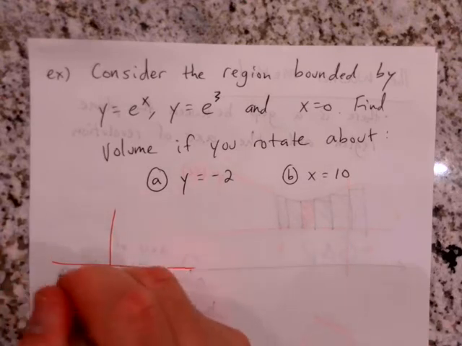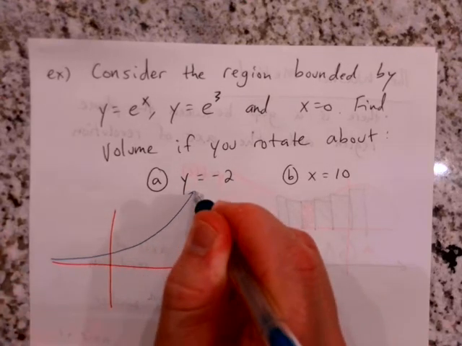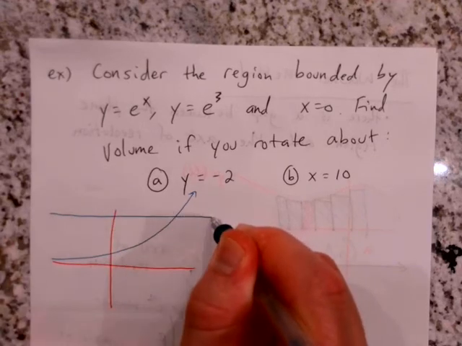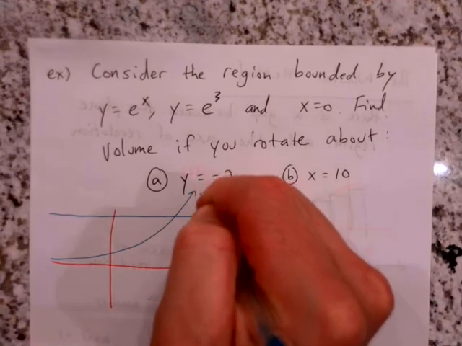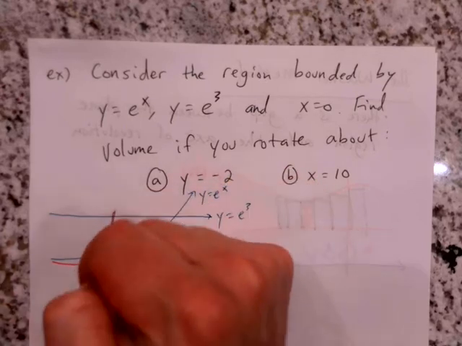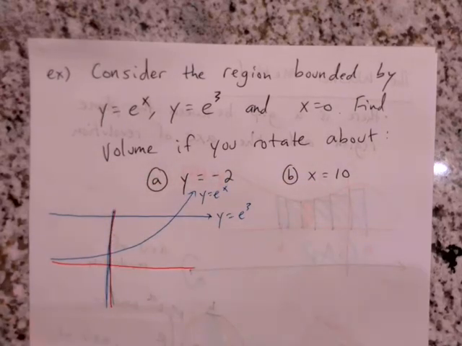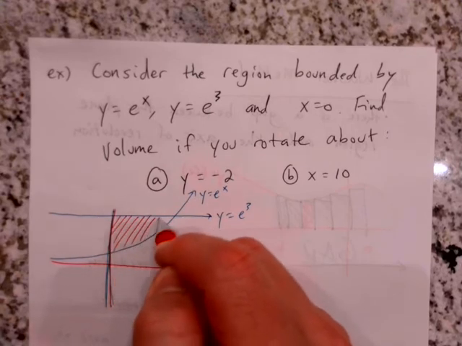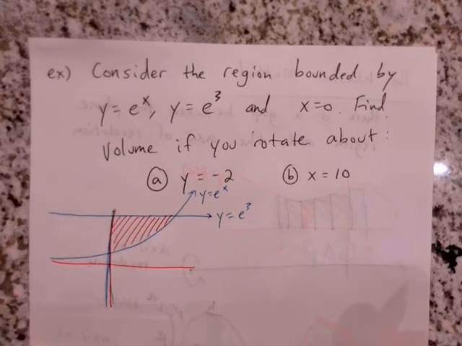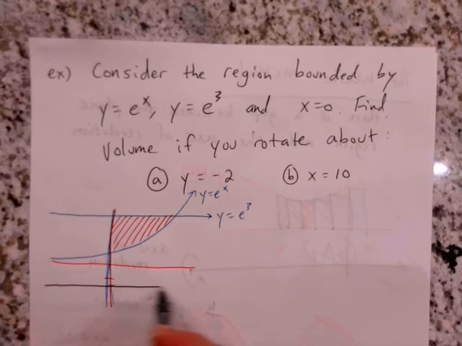Here's e to the x. Here's e cubed. And here's x equals 0. The region that these are boundaries of is that space right there. And our axis of revolution is y equals -2.